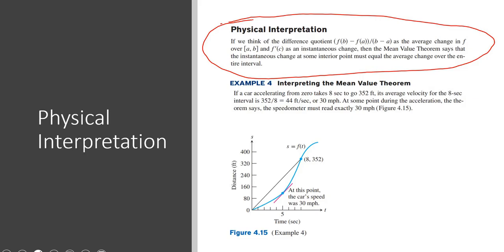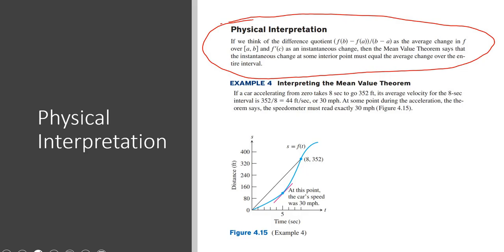If we think about the difference quotient, f of b minus f of a over b minus a, which is your basic average rate of change equation, as the average change in f over a to b, and f prime as an instantaneous change, then the mean value theorem says that the instantaneous change at some interior point must equal the average change over the entire interval.